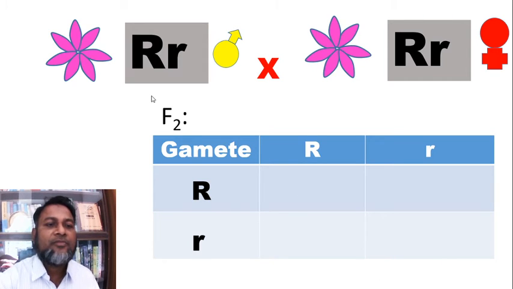Then we cross capital R small r with capital R small r. These are heterozygous flower plants, and these flowers are pink. We get two types of gametes, capital R and small r, which come from the male flower and also from the female flower.